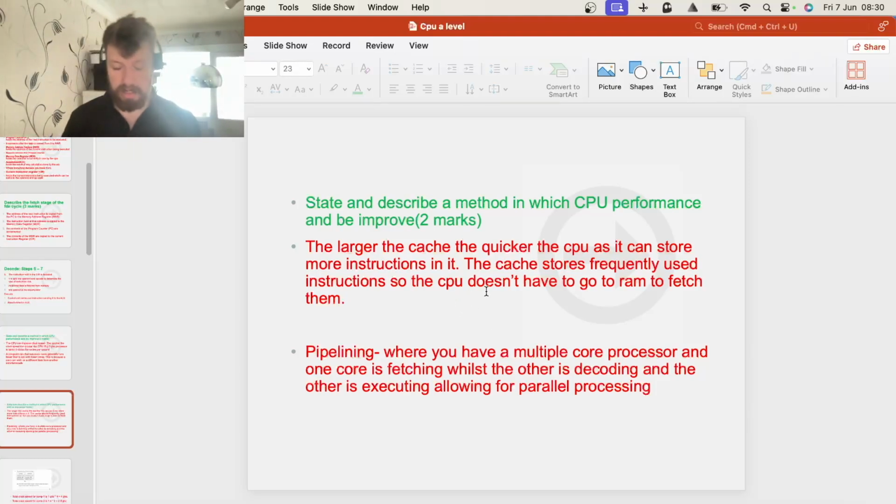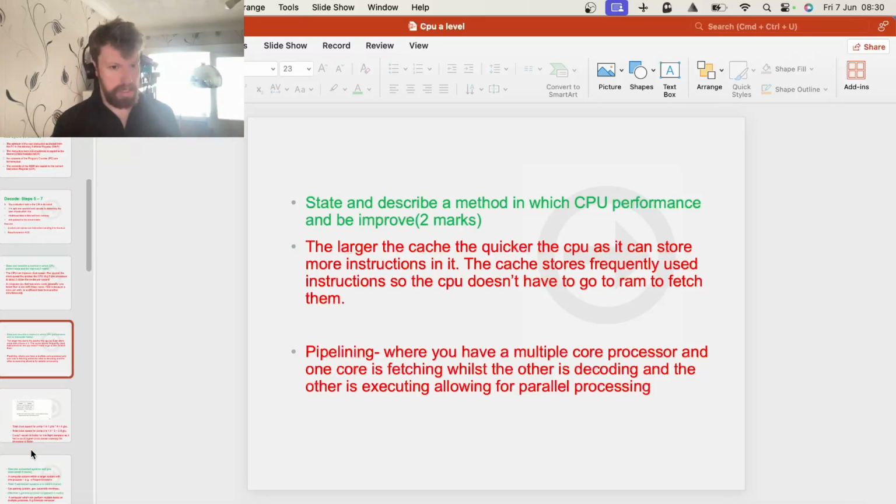Pipelining is one that you won't have heard at GCSE. Pipelining is where every core is doing a different part of the fetch, decode, execute cycle. So one core is fetching while the other core is decoding, and the other is executing. You need to say it in that way. And this allows for parallel processing. All 3 of those points, it's normally a 3-mark question. You get 3 marks there.